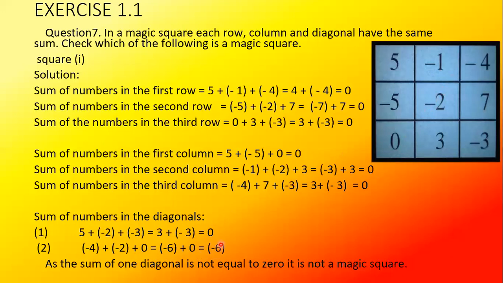See, the sum of the integers in the second diagonal is not 0. In all other cases, first row, second row, third row, first column, second column, third column, and the first diagonal also, we got 0 as the answer. But in the second diagonal the answer is not 0. The answer is minus 6. So we cannot consider it as a magic square. If we have the same answer everywhere, in each row, each column and each diagonal, then only it can be considered as a magic square. So the first square given in the question is not a magic square.